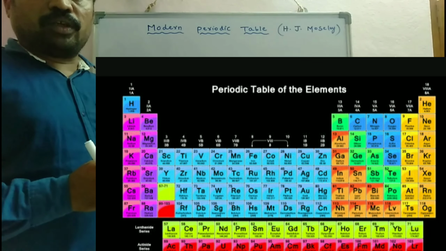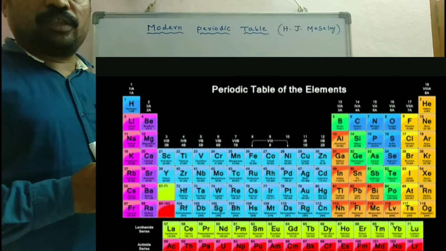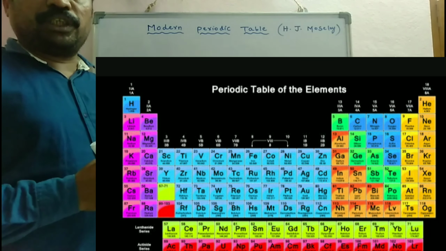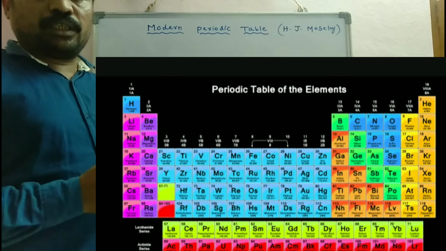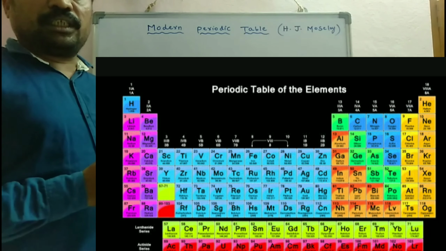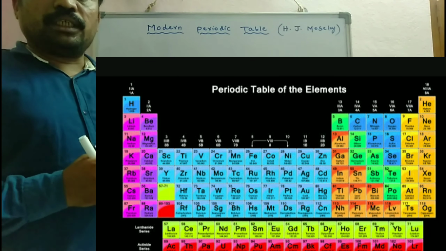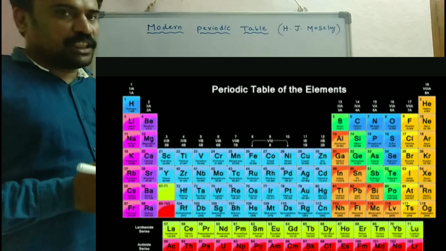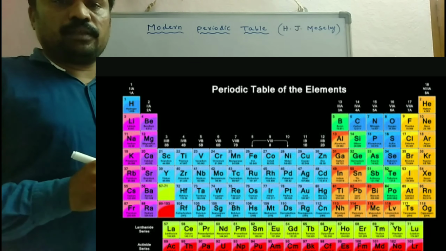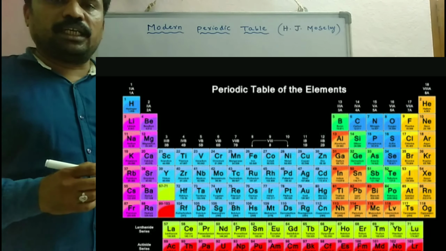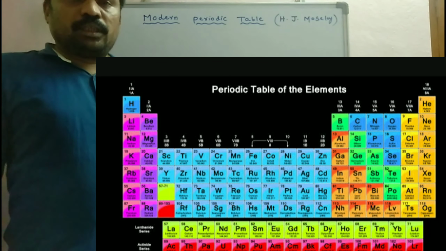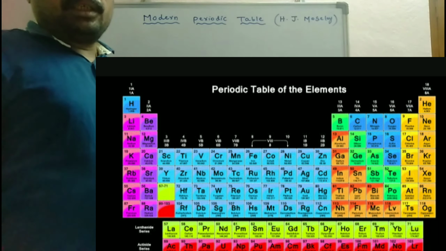The first period is called the shortest period. It has only 2 elements. The second period has 8 elements, hence it is called short period. And even the third period contains 8 elements. It is also called short period. The fourth and fifth periods consist of 18 elements, hence it is called long period. And the sixth period has a total of 32 elements, hence it is called the longest period. And the seventh period is incomplete. Right? Now let us see the general electronic configurations of the groups.